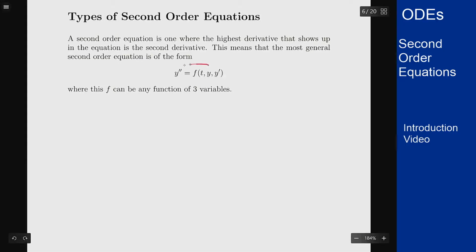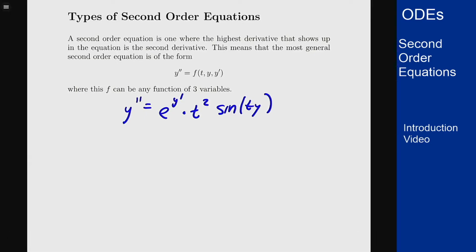It is y double prime equals some function of t, y, and y prime. It could be any function that you want on that side, but your highest derivative is a y double prime, and we'll assume that we can solve out for y double prime here. Something like y double prime equals e to the y prime times t squared sine of ty. That is a second order equation.